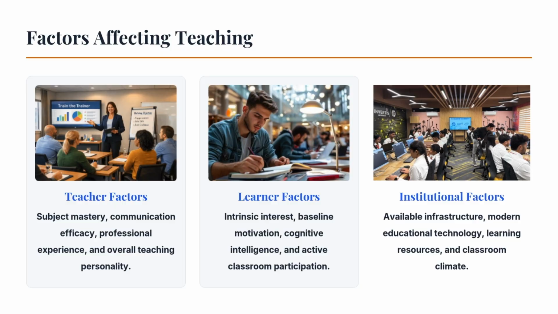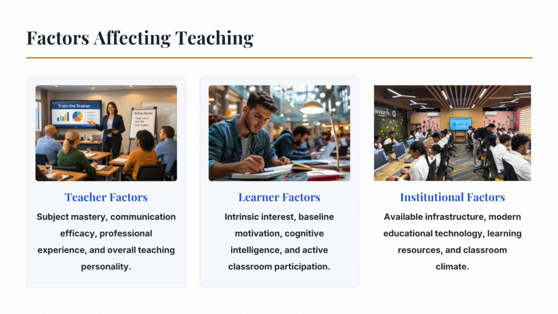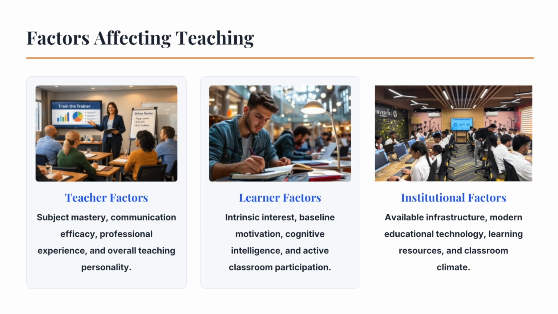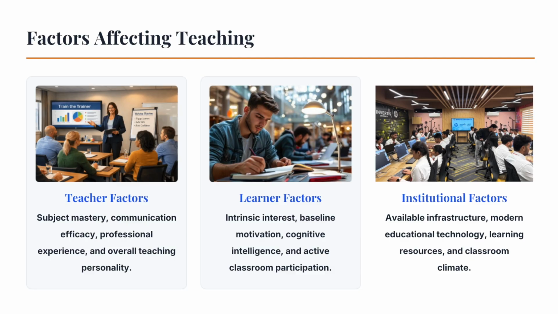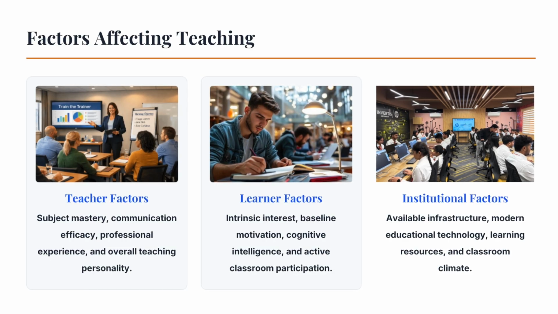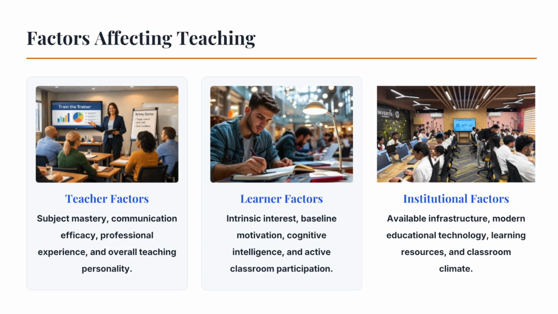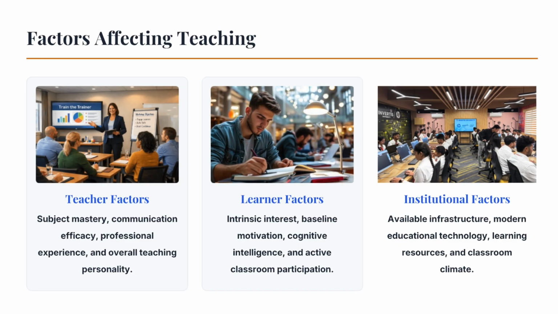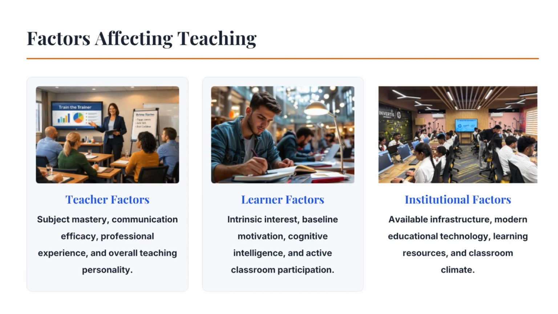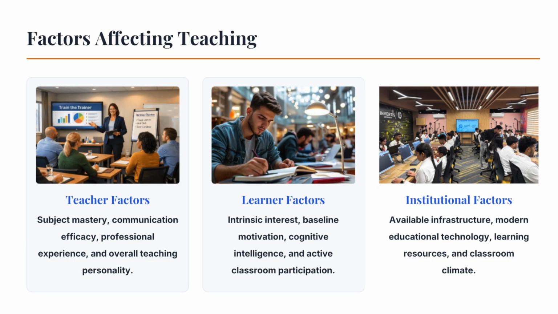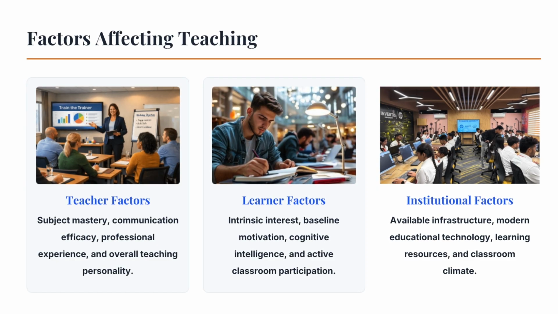Factors affecting teaching. What makes a class succeed or fail? It comes down to these factors which affect teaching. Firstly, teacher factors include subject knowledge, communication, experience and personality. Secondly, learner factors include interest, motivation and intelligence of the learner themselves. And finally, institutional factors involve the infrastructure, resources and technology available.